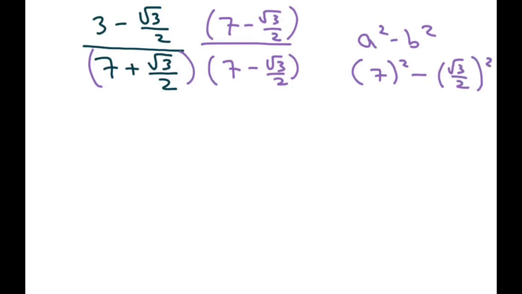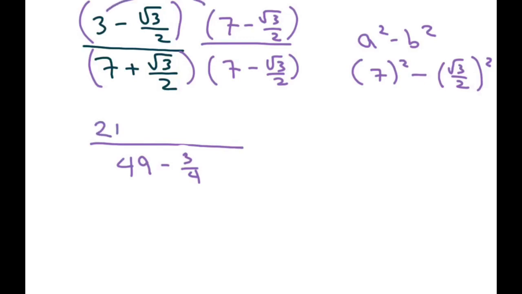So to do that, the denominator is going to be 49 minus 3 over 4. Okay, the numerator is going to be 21 minus 3 square root of 3 over 2 minus 7 square root of 3 over 2 plus 3 over 4.